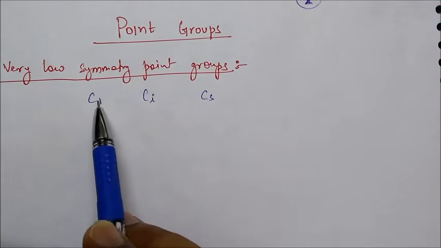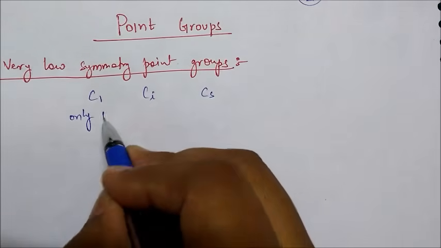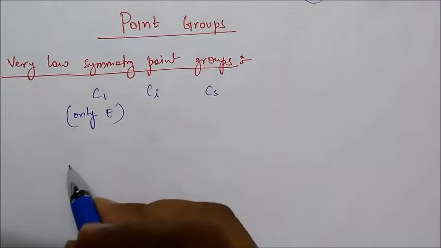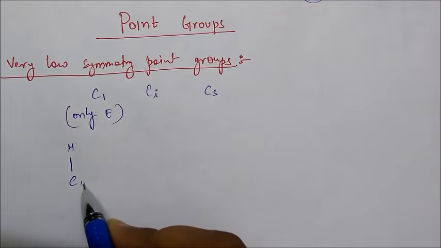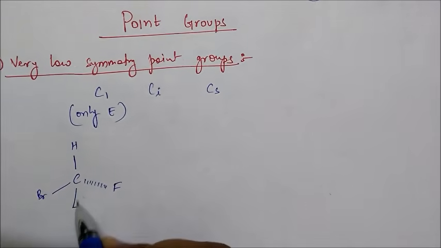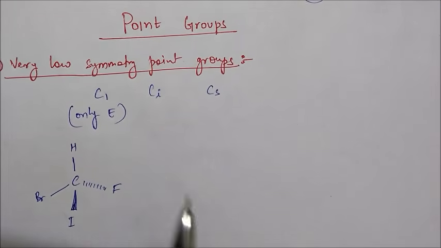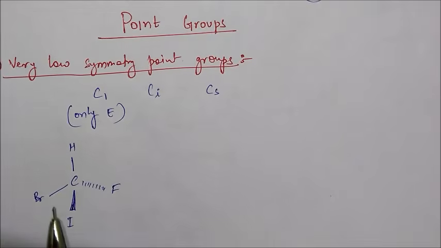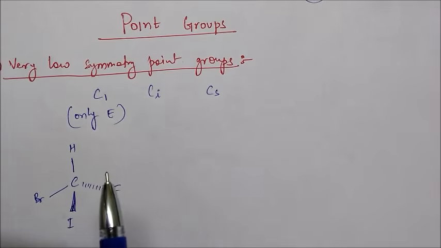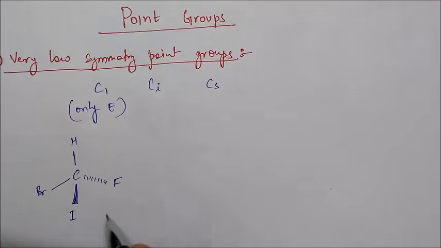What does C1 mean? For this point group, the only symmetry operation it has is E, the identity operation. I will give you one example. Let's take this molecule. This doesn't have any axis, any plane, or even any improper axis. It only has identity, which I told you each molecule will have. Since it only has identity, the point group corresponding to this molecule is C1.